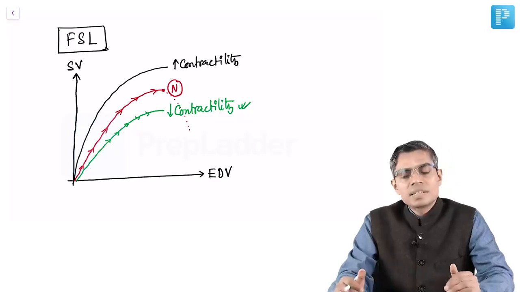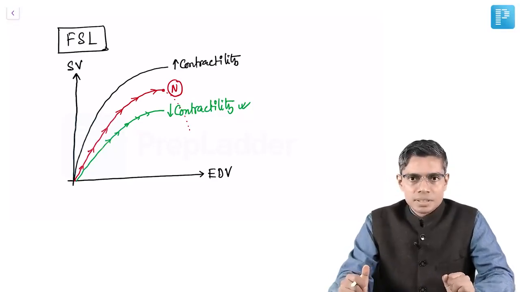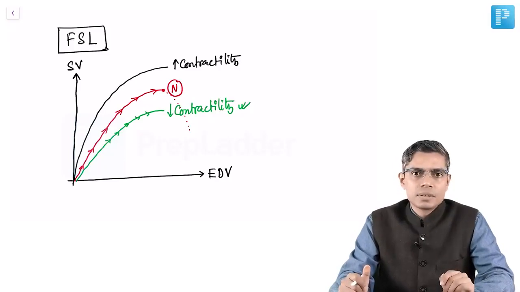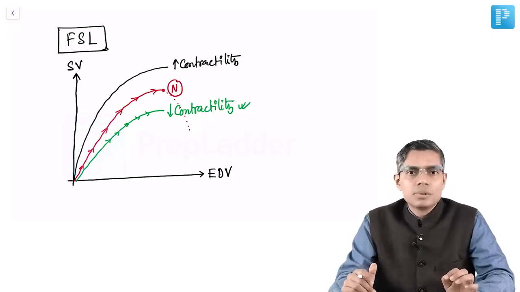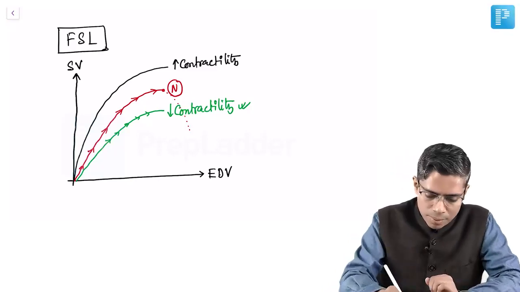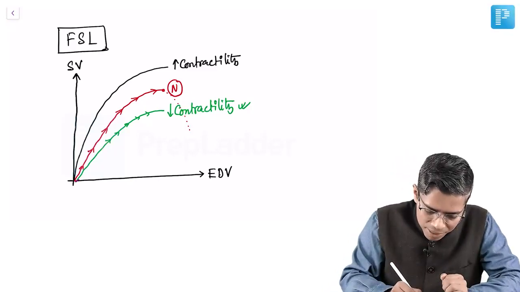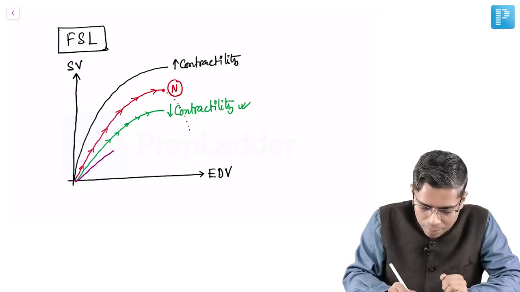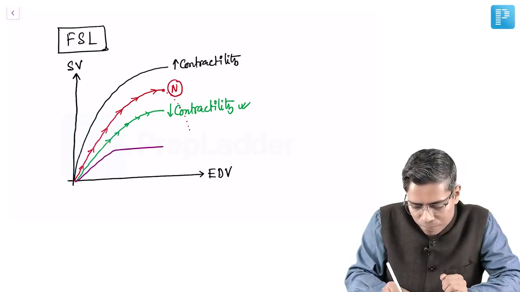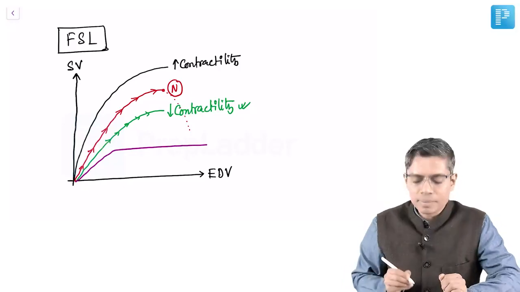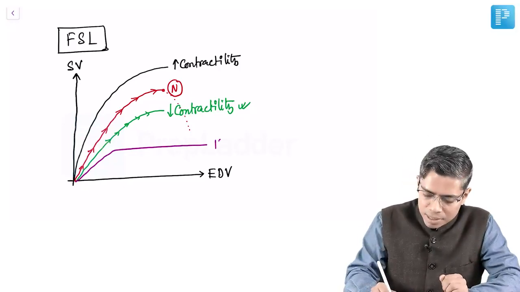Now, why are we discussing this graphical representation? Suppose I am saying a person is suffering from heart failure. So how will this Frank-Starling curve look? Please note down that there will be an initial rise of stroke volume, but after that there will be a plateau. If you are getting this kind of curve, this curve is typical of heart failure.